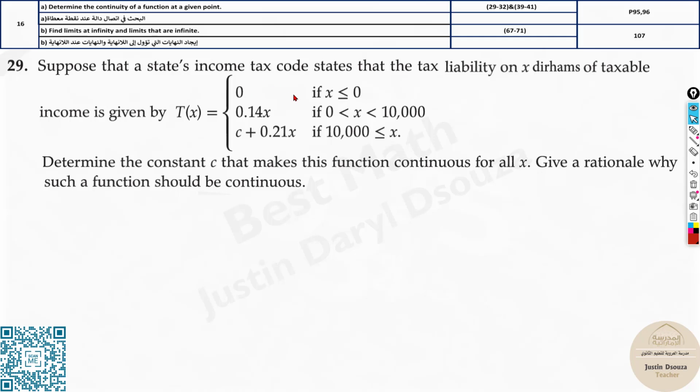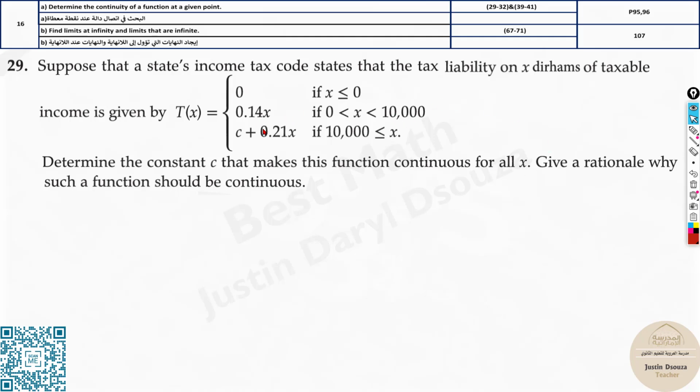The first equation and the limits are given here. The condition is X must be less than or equal to 0. For the second equation, the condition is X is greater than 0 and less than 10,000. And lastly, X is greater than or equal to 10,000. So these are the three conditions and these are the three equations here. Now we need to determine the constant C. The C value is unknown, which makes it continuous for all values of X.